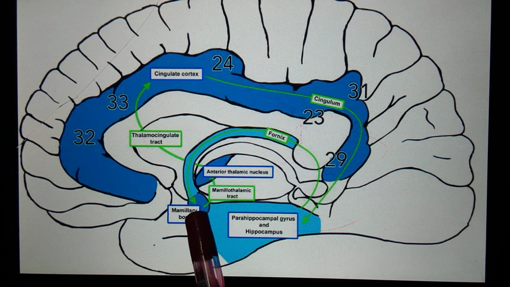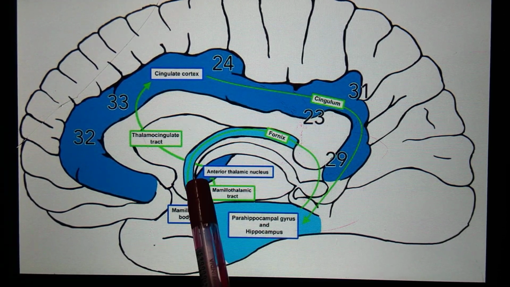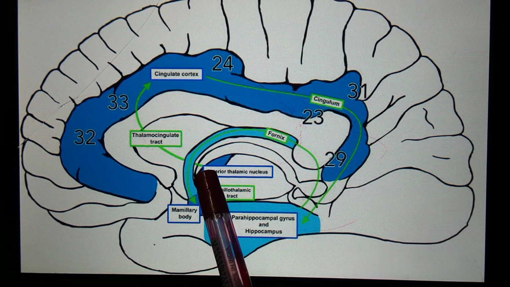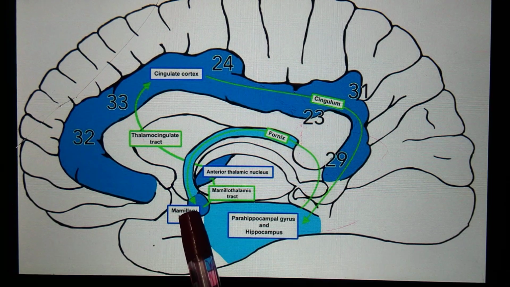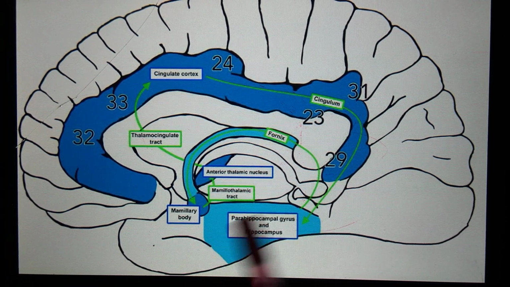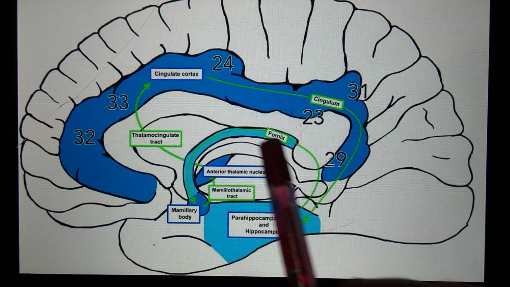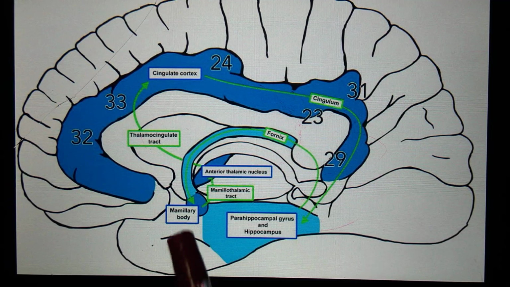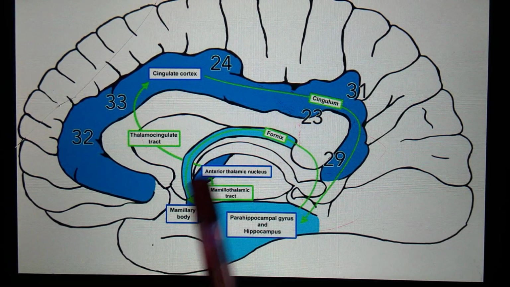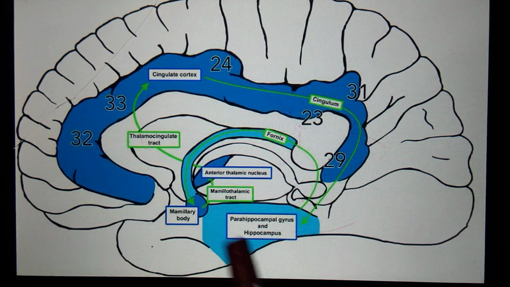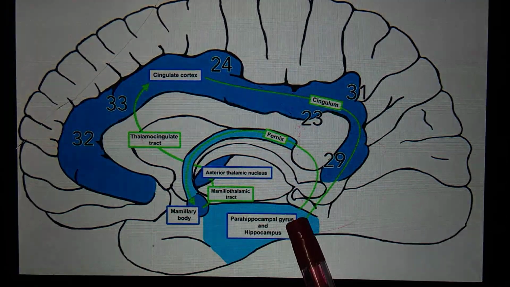And then from the mammillary body to where? The anterior thalamic nucleus, via the mammillothalamic tract. So from the hippocampus, the information goes to the mammillary body via the fornix, and then from the mammillary body to the anterior thalamic nucleus via the mammillothalamic tract. This is one loop of this Papez circuit.